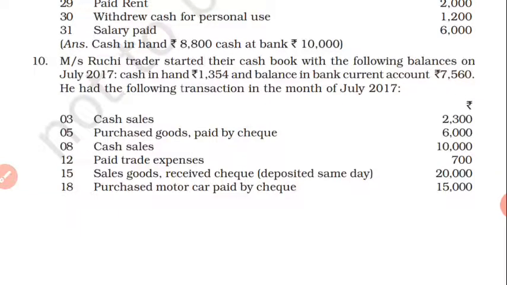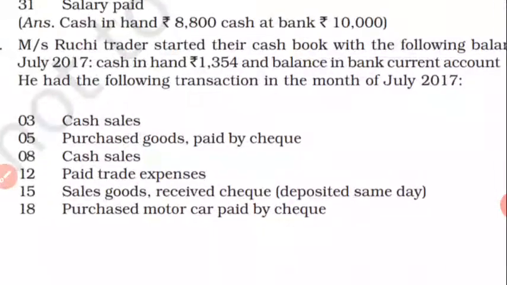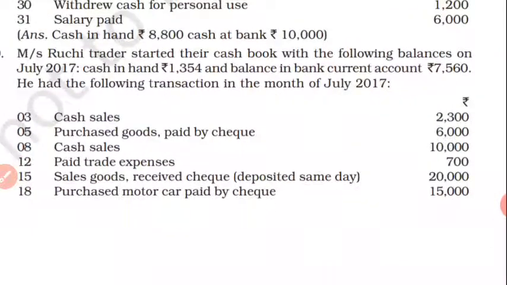The first transaction was cash sales 2300, purchases 6000, cash sales 10,000, paid trade expense 700, sold goods received check 20,000, purchase motor car and paid by check 15,000. You know very well in cash book, whatever receipts are recorded in the debit side of the cash book, whereas whatever payments occurred in the business during that period are recorded in the credit side.